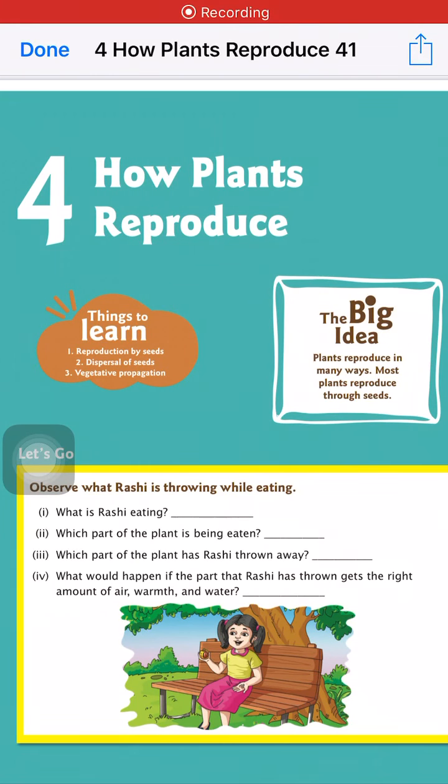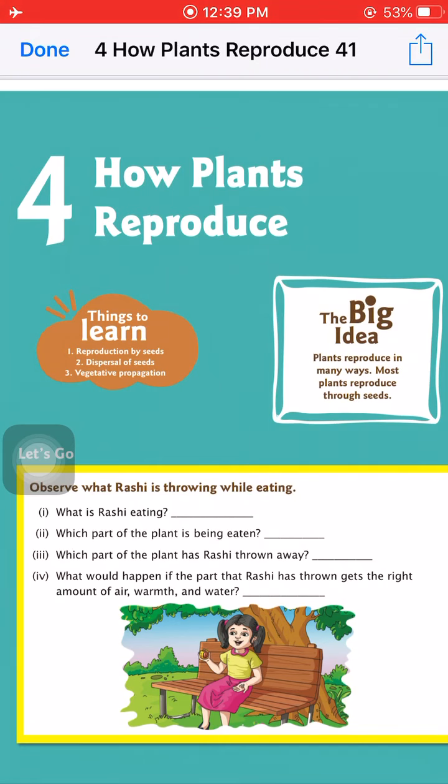Hello students, today we start our fourth chapter, that is how plants reproduce. What is the meaning of reproduce? The production of offspring by the process of sexual or asexual reproduction is called reproduction. Offspring means newborn babies or our children. In this chapter, we learn about the same things about plants.